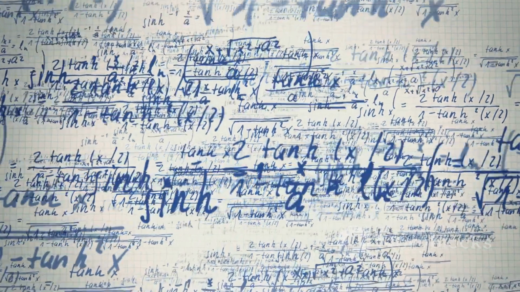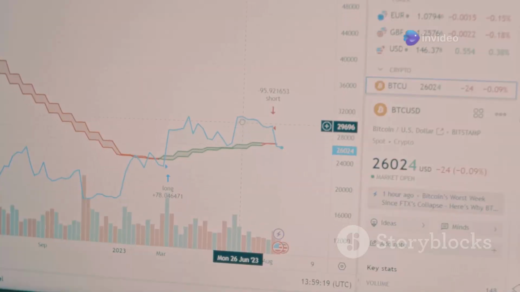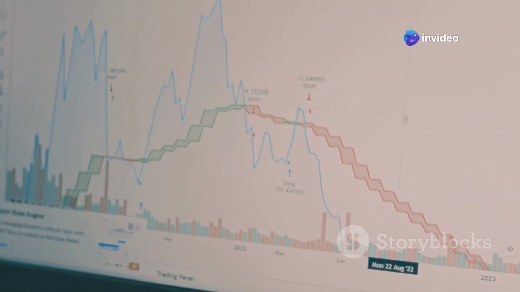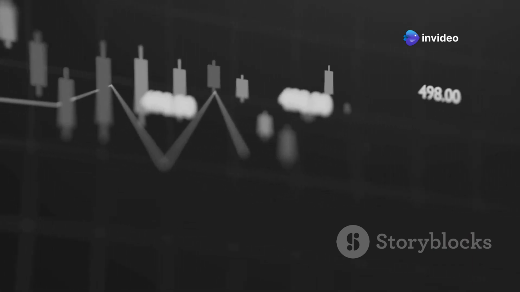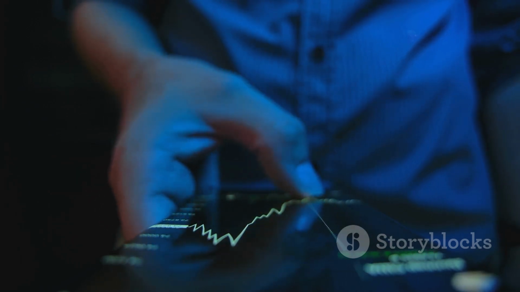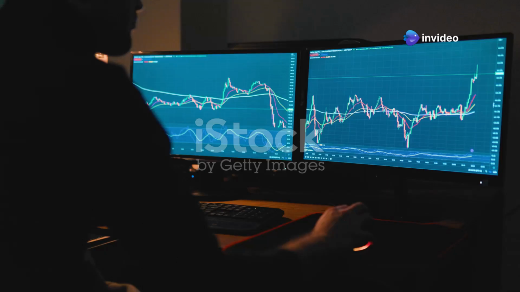The formula for calculating the AMA is a bit complex, but the basic idea is simple. It involves measuring the relationship between price changes and the range of price fluctuations over a certain period. This measurement, known as the efficiency ratio, or ER, helps determine how much weight to give to recent price changes. The ER is then used to adjust a smoothing constant, which determines how quickly the AMA responds to new price data. A higher ER leads to a faster AMA, while a lower ER results in a slower AMA. This dynamic adjustment allows the AMA to stay in sync with the market's rhythm.